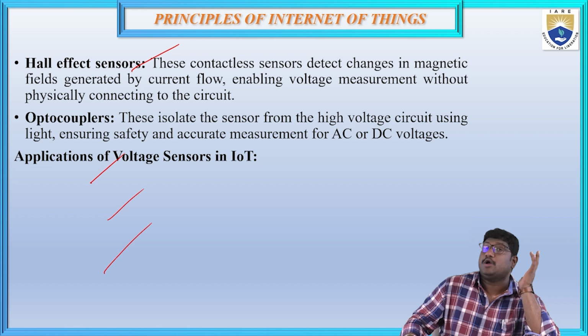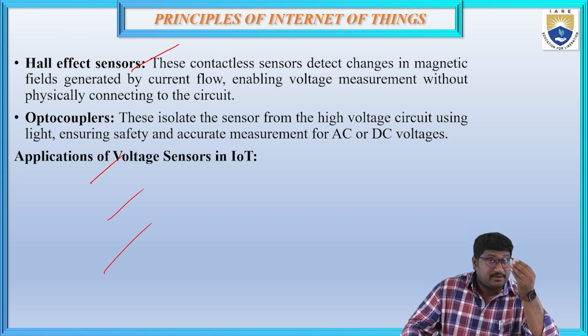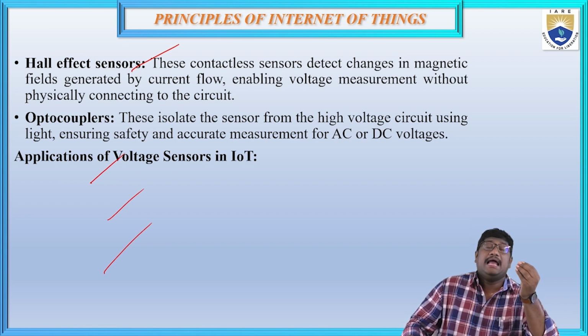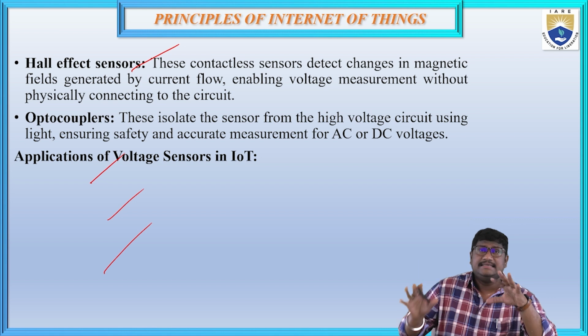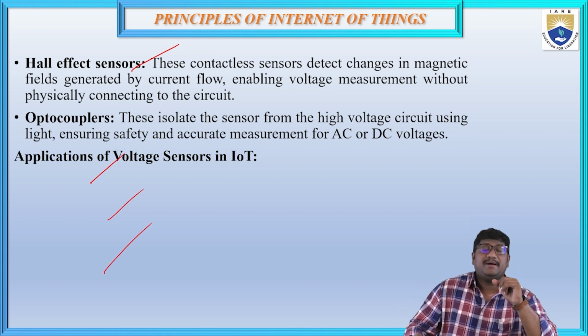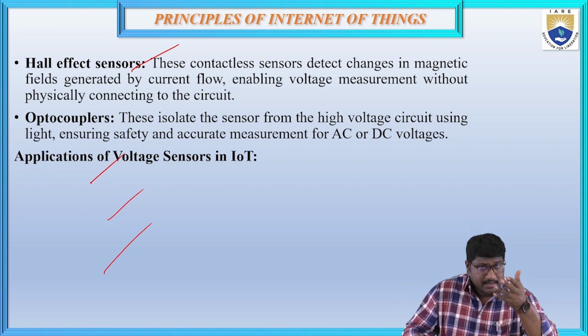And coming to the optocouplers, where we are going to isolate the sensors. Basically, these optocouplers are used in high voltage circuits, using light, which is going to ensure safety and also provide accurate measurements of AC voltage and DC voltage. For that particular purpose, these optocouplers are going to be utilized.